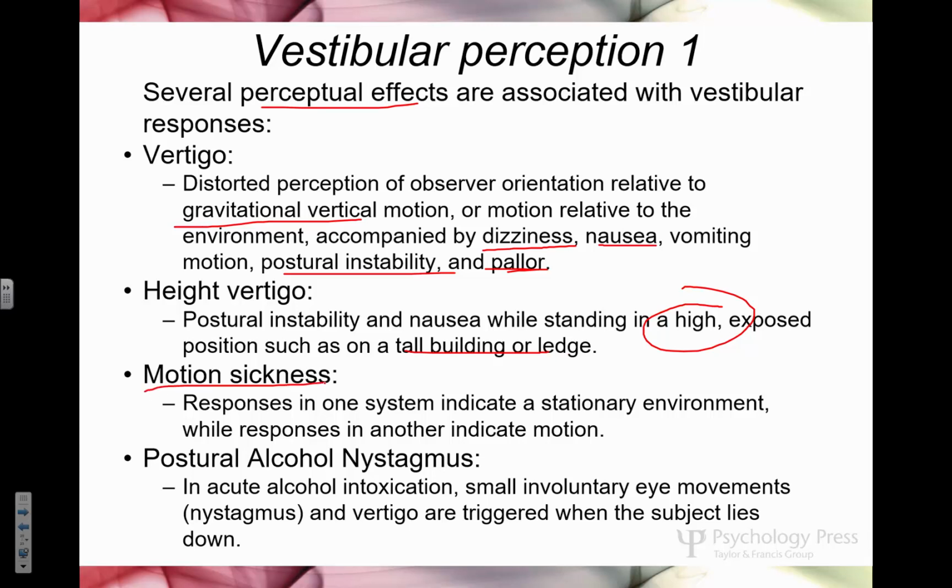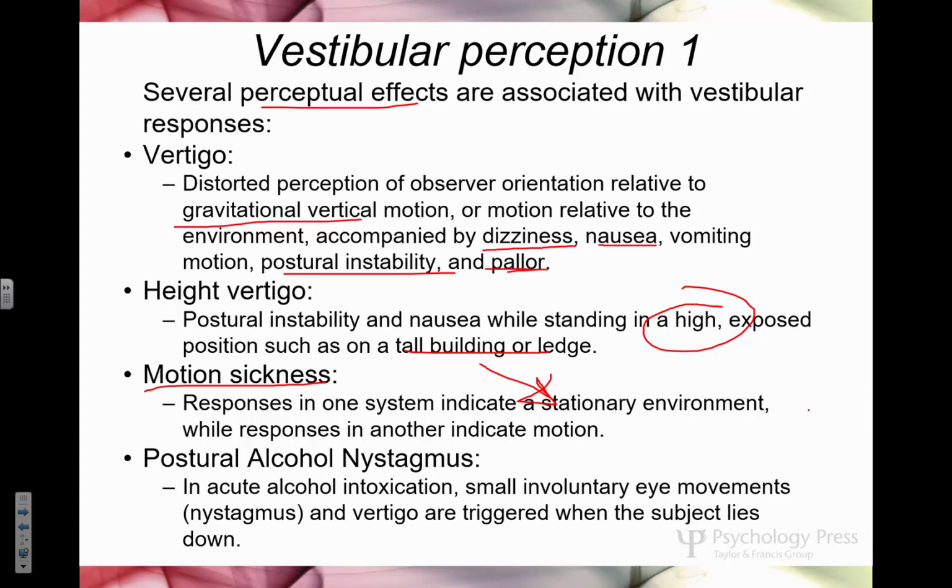Motion sickness, I don't know if anybody experiences that. It's basically the same idea. It's when one system says, hey, you're not moving, and the other system says you are. This happens to folks when they're in cars sometimes. It all happened when they started making cars ride smooth. It was really hard to get motion sickness if your car's rattling around or you're not moving that fast.